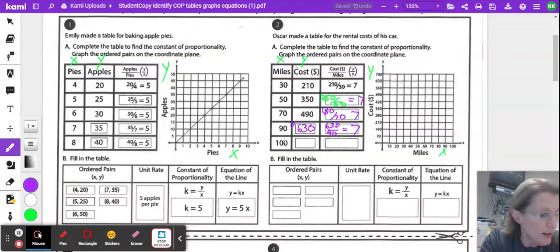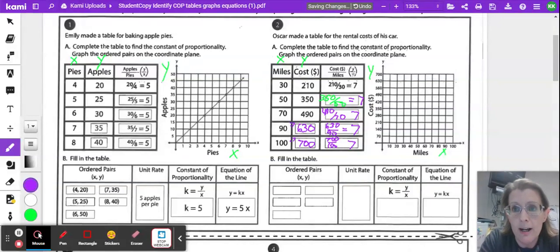And then the next one, same thing. So for 100 miles, multiplied by 7. So 100 times 7, I get 700. And 700 divided by 100 is 7. Now we're going to graph those points. So the ordered pairs, this is where it gets confusing because y goes on top, it's y over x, but in an ordered pair, the x comes first, x comma y.